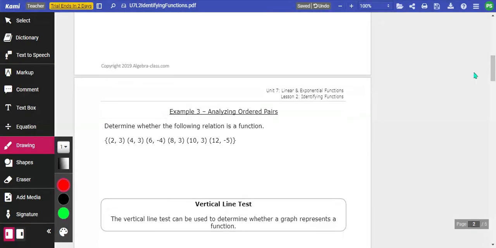Okay, if we look at number 3, we've got 2, 4, 6, 8, 10, and 12. So would this be a function? Do any of these first coordinates repeat? No. So, because none of them are repeating, then it is a function.